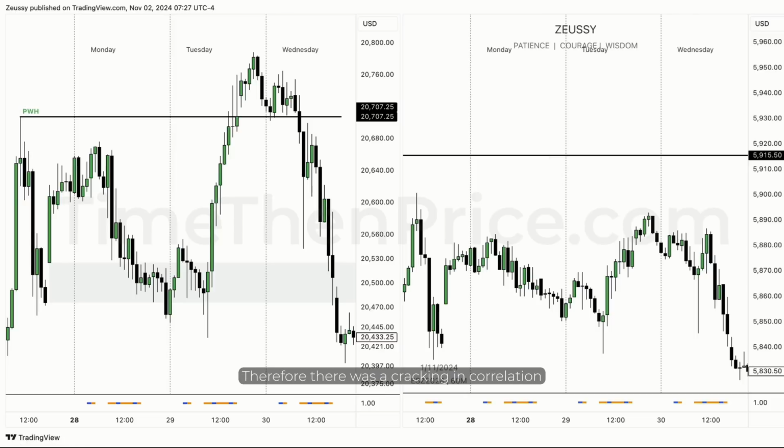Therefore, there was a cracking correlation between Nasdaq and ES. Nasdaq made a higher high relative to the previous week high, whilst ES created a lower high, and that is SMT. Notice that there was also SMT relative to this high right here, which was the Friday high. Now, the reason why this is so important is because that cracking correlation is taking place on Tuesday, and we have taken out key buy-side liquidity objectives, and we have a lot of sell-side liquidity engineered.